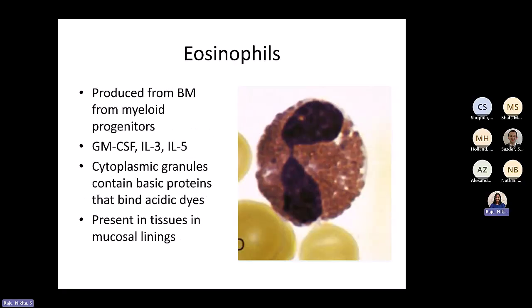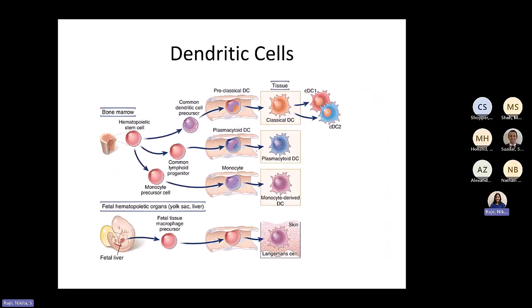Eosinophils are produced from bone marrow, from myeloid progenitors, under the influence of GM-CSF, IL-3, IL-5, and IL-13. And then cytoplasmic granules contain basic proteins that bind to acidic dyes. These can be present in tissues as well as blood. In the tissues, they are present in the mucosal linings.